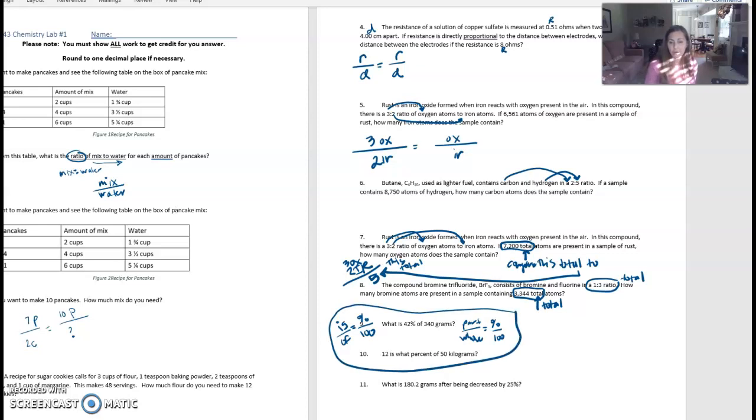It's actually going to work for 11 as well. The only difference is you're asked what is left after it's been decreased. So you need to get your answer, and then you need to subtract that. Decrease means to subtract. So you started with 180.2 grams. You're going to figure out what 25% of that number is, and then you're going to subtract that from the total.